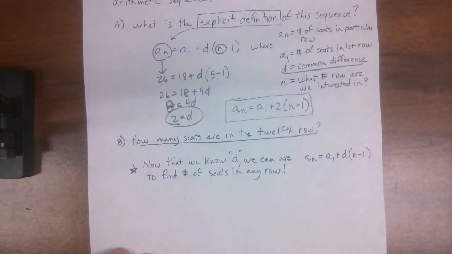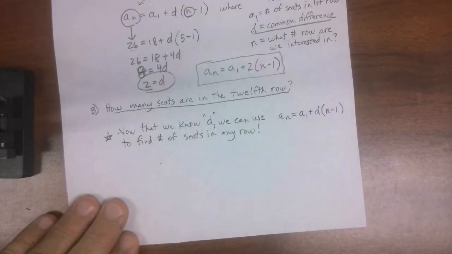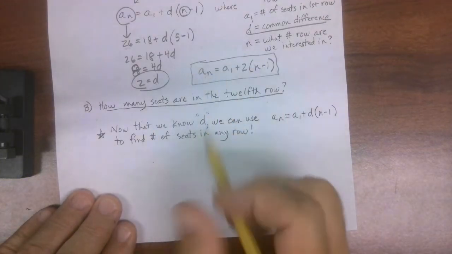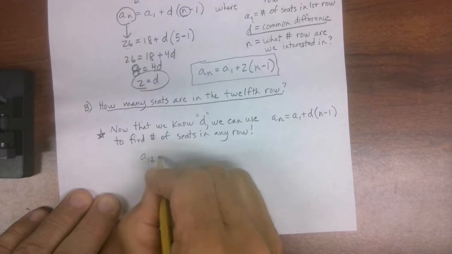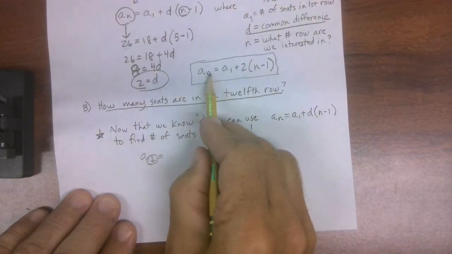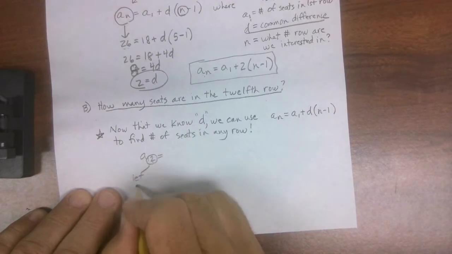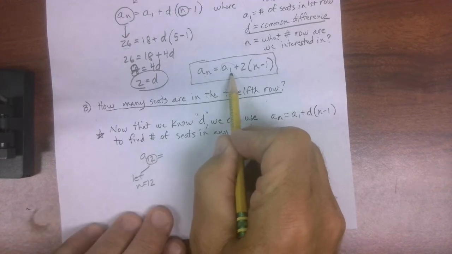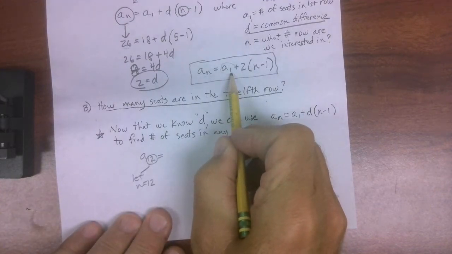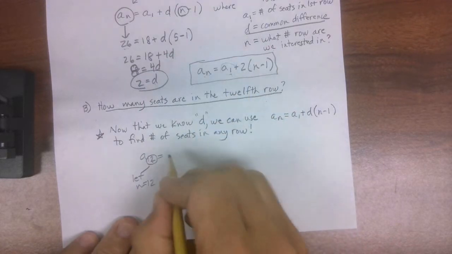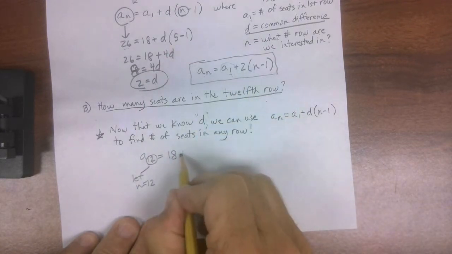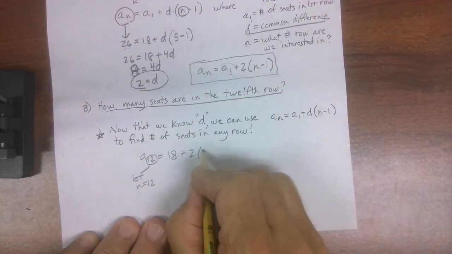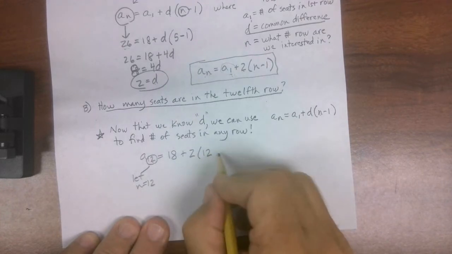This says how many seats are in the 12th row. So all I'm going to do is take this formula. I'm interested in the 12th row, so I just put 12 in for n, and that's just saying let n equal 12. The number of seats in my first row, we already know that to be 18. And we found D to be 2. That's why it was so important to figure that out. n is 12, because we're interested in the 12th row, minus 1.